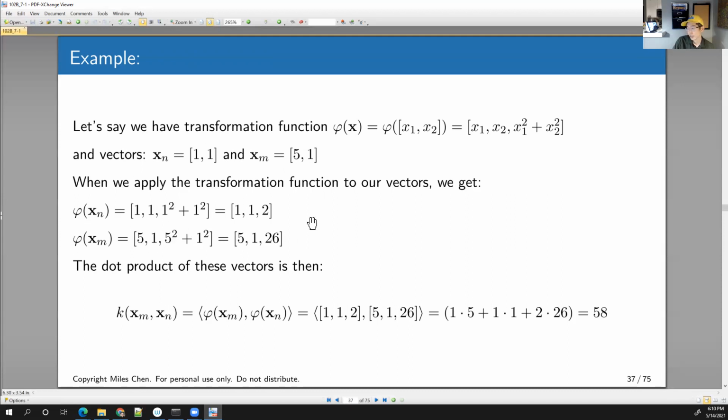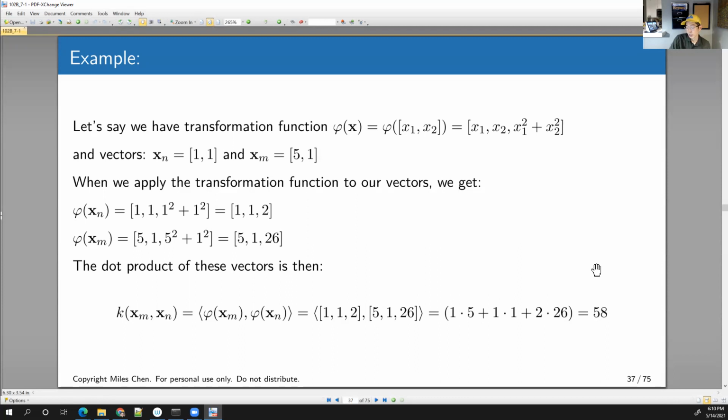Okay, so we take the two-dimensional vectors, we apply some kind of transformation phi to them, and now I have three-dimensional vectors, and I'm going to take the inner product, or the dot product, of these two three-dimensional vectors. So I do 1 times 5 plus 1 times 1 plus 2 times 26. Okay, so 1 times 5 is 5, 1 times 1 is 1, 2 times 26 is 52. I have 5 plus 1 plus 52, and that gives me 58. Okay, and so this kernel function, when I take the inner product of these transformed vectors, is 58.